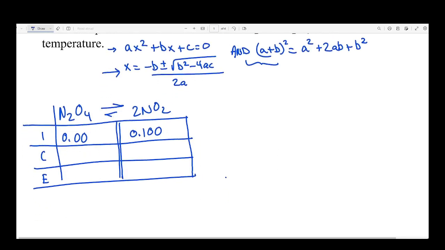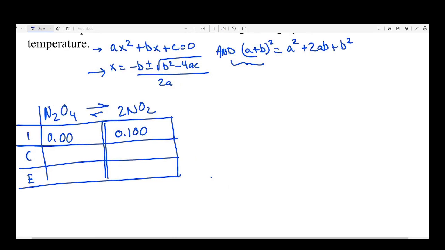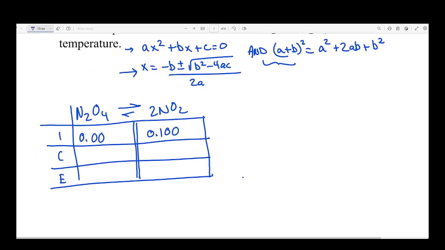Okay, so let's go ahead and set up our K expression. So we're going to say that K is equal to NO2 squared over N2O4. So what we need to do is find these equilibrium values that we're going to plug in here by filling out our ICE table.